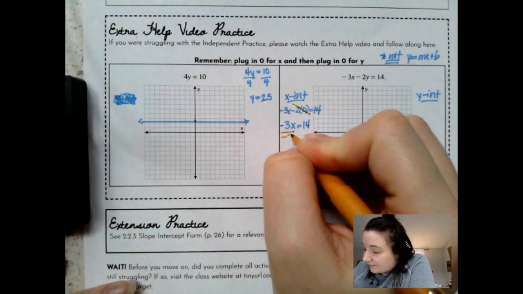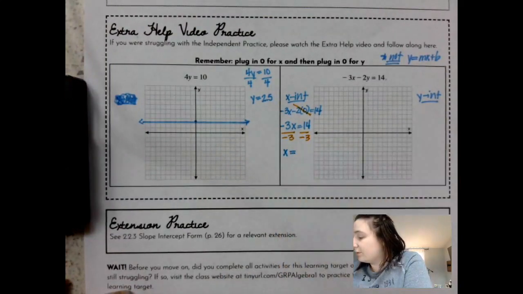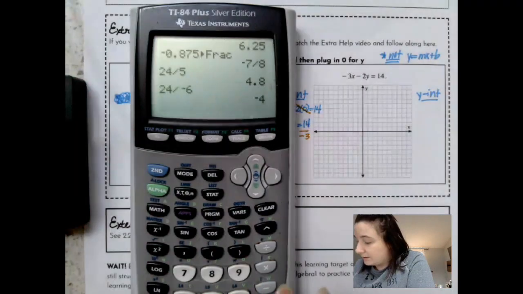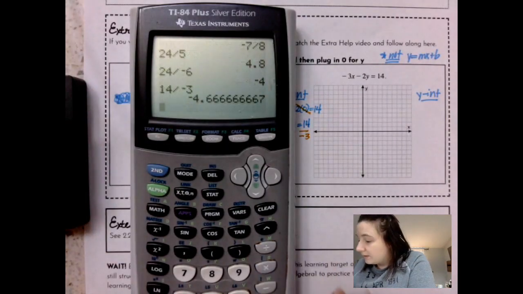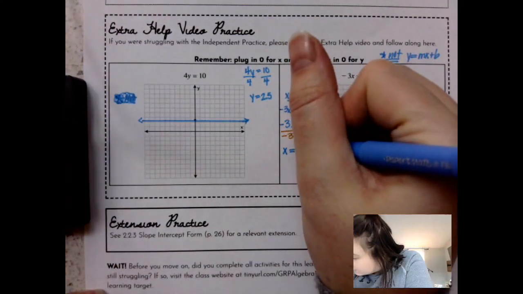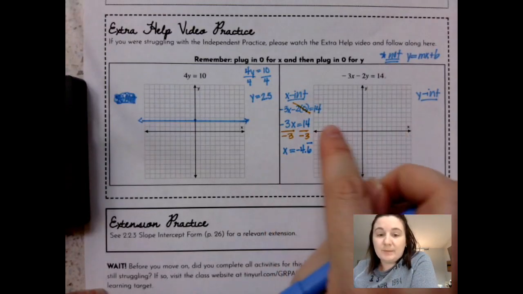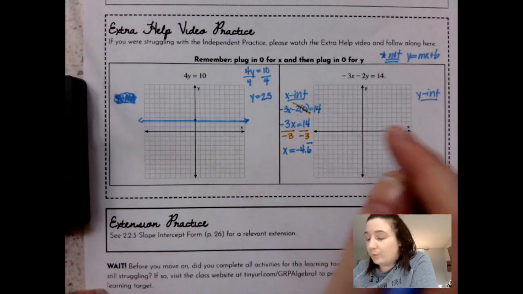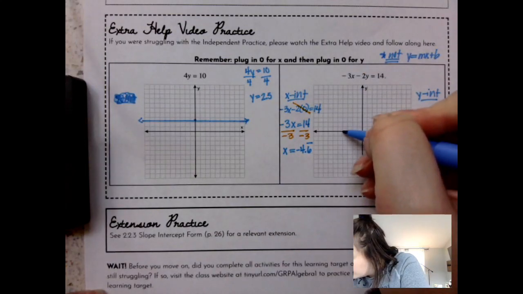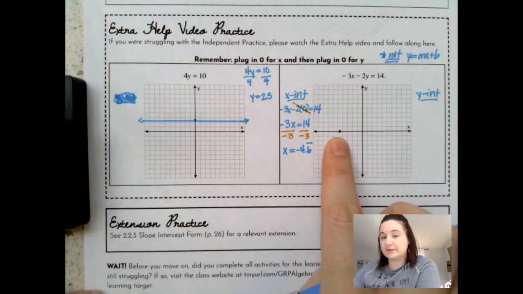Then we're going to want to divide, and I get x equals, I don't know what 14 divided by -3 is, so I'm going to use my calculator. We get -4.6 repeating. So this is my x-intercept. And so on my x-axis, I'm going to go to -4.6, or where I think it is. So -1, 2, 3, 4, and then just past halfway is my x-intercept.